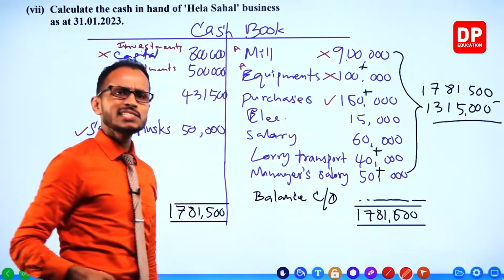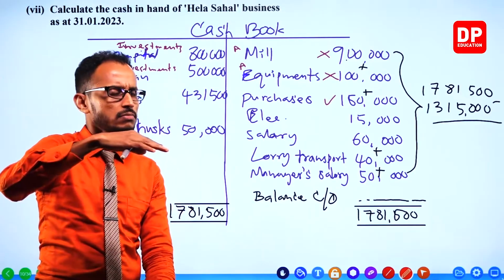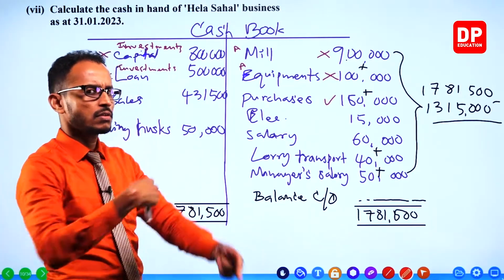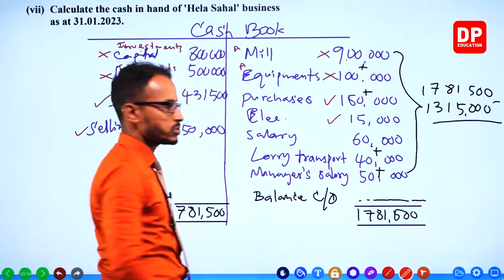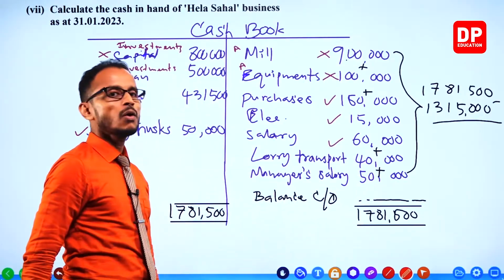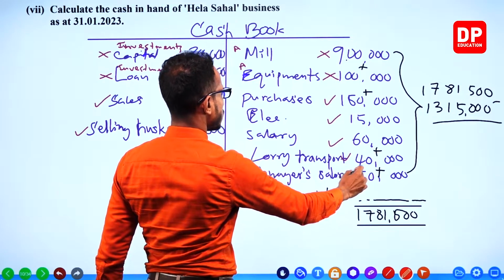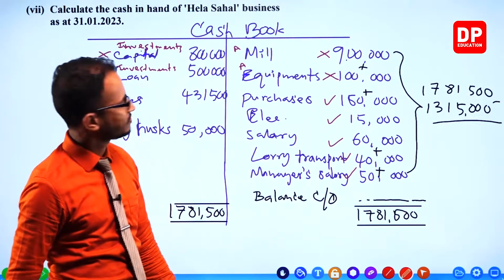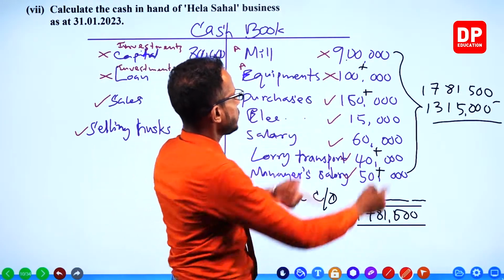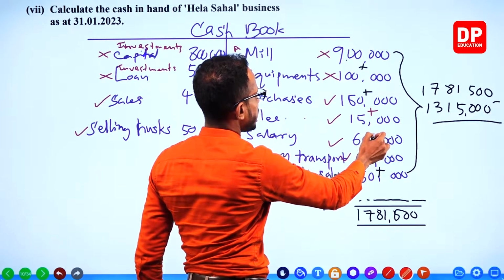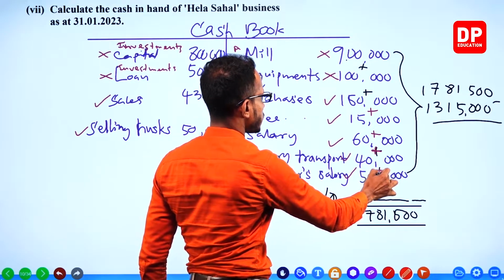Purchases, is that an expense? Money spent for purchasing paddy, yes, it's an expense. Electricity expense, of course an expense. Salary expense, of course. Transport expense, of course. Manager's salary, of course. Let's take the addition of all that: 150 plus 15 plus 60 plus 40 plus 50.